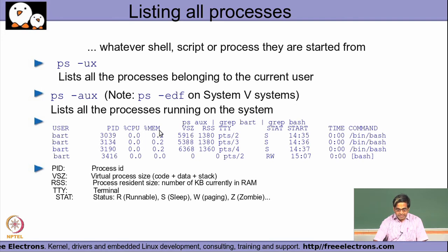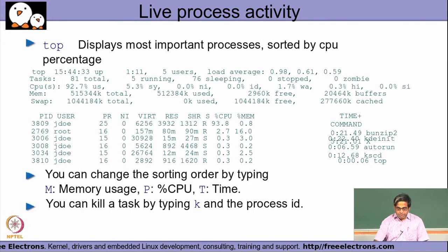what is the virtual process size, what is the resident process size, what is the terminal on which it has been started, what is the current status, whether it is running, sleeping, sleeping waiting for some IO to complete, getting paged, or whether it is a zombie process. Also, when it was started, how much time it has run, and what the corresponding command is. So, for every process in the currently running system, these options to the ps command display all these details, which gives a sense of where each command is currently and what kind of resources each command is occupying. top is another command that will give me the complete process activity on the system.